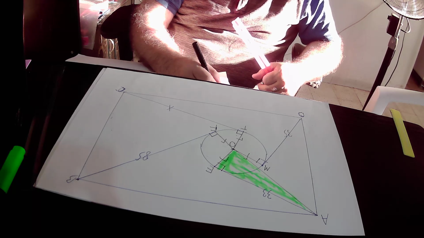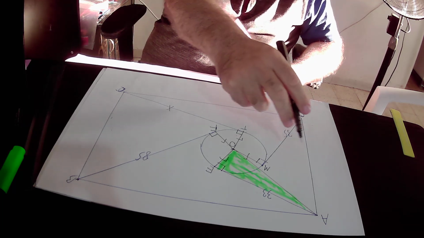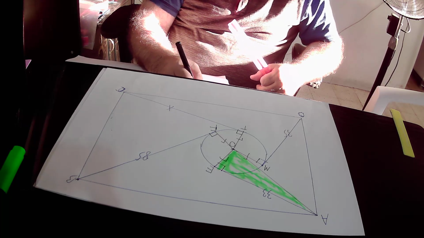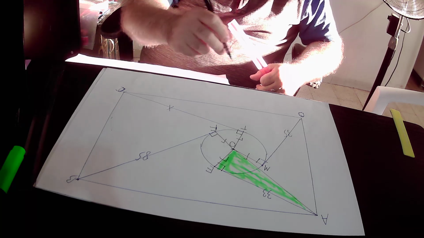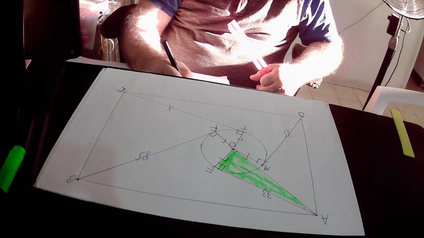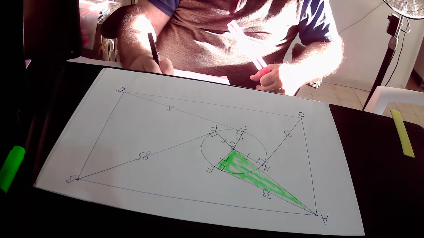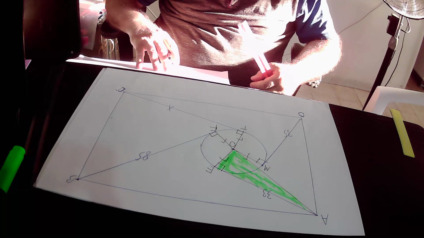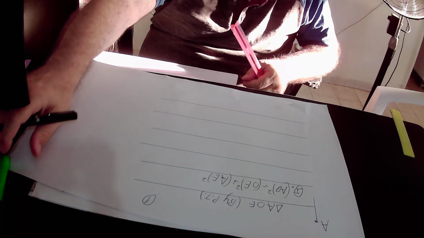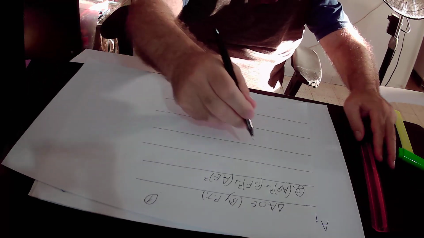According to the Pythagoras theorem, the square of the hypotenuse equals the sum of the squares of the perpendiculars. That is to say, AO square will be equal to OE square plus AE square. Repeat again, according to the Pythagoras theorem, in the right green triangle, triangle AOE, AO square equals OE square plus AE square.